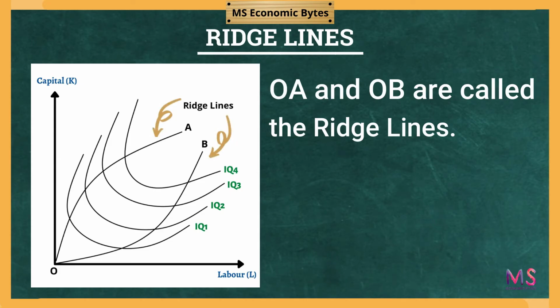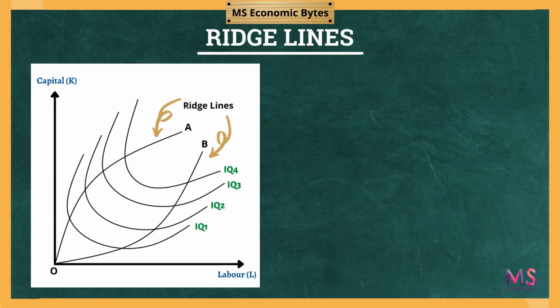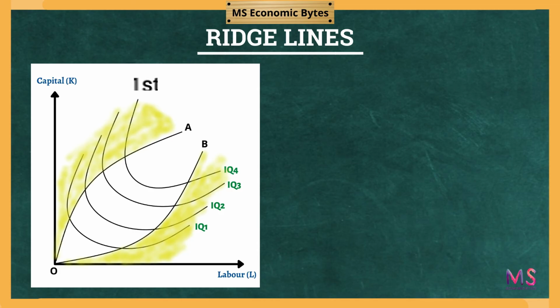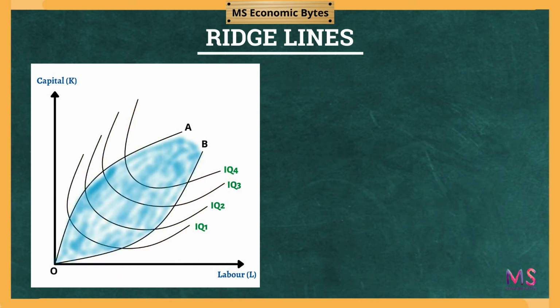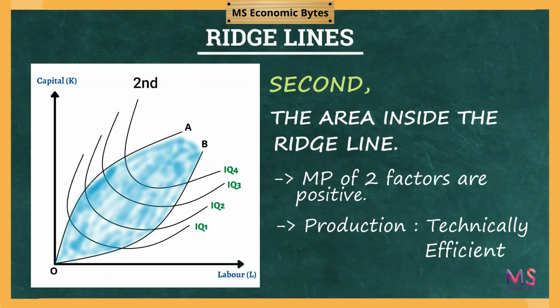The entire diagram is divided into three parts. Let's cover them one by one. First, the area outside the ridge lines. Here, the marginal productivity of any one factor is negative and production is technically inefficient. Second, the area inside the ridge lines. Here, the marginal productivity of two factors are positive and the production is technically efficient.